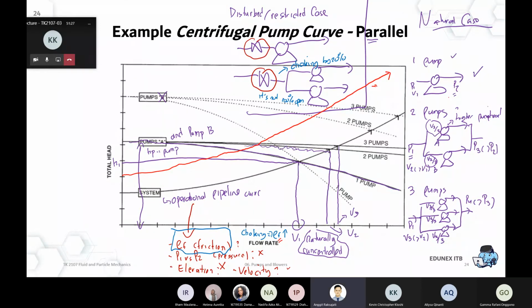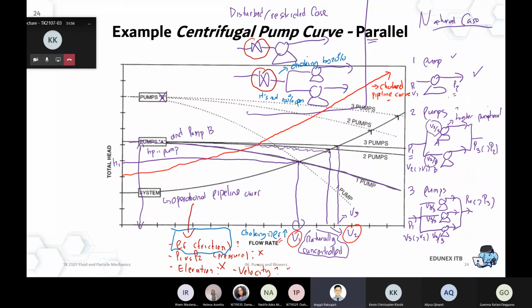Okay, let's say that's the choke pipeline curve. How will it affect the balance of the pressure of the system? Will it remain V1, V2, and V3, or will you get a new balance of the pressure system? See the intersection. How did it change the intersection between the pipeline curve and the operational curve?